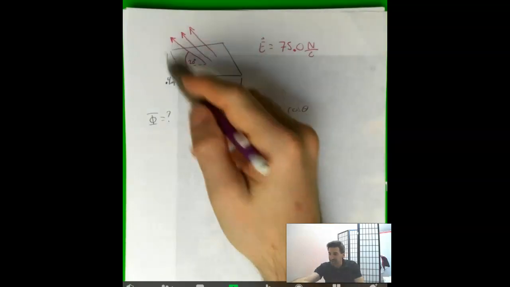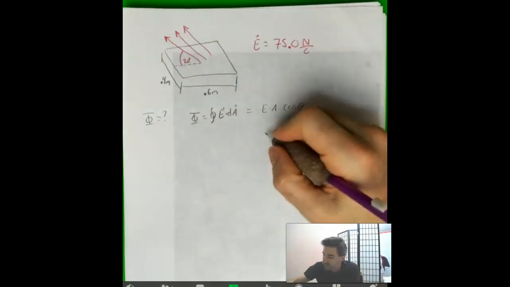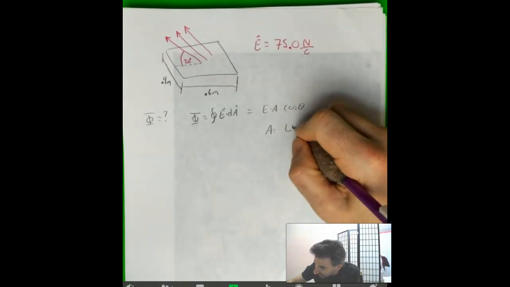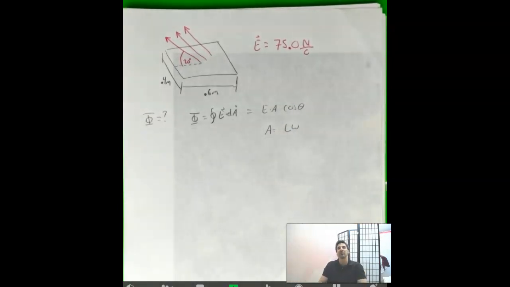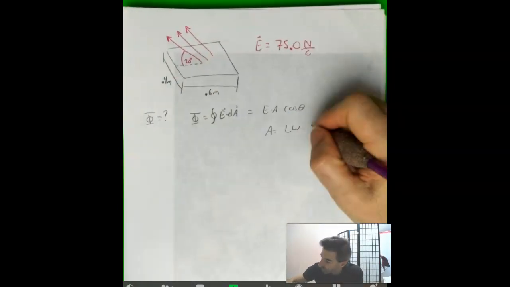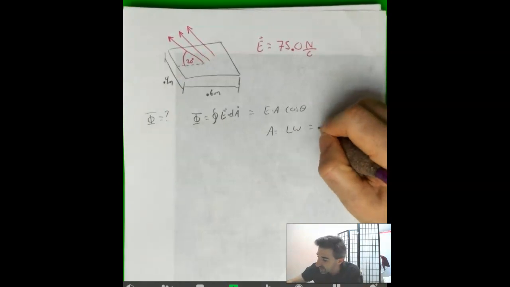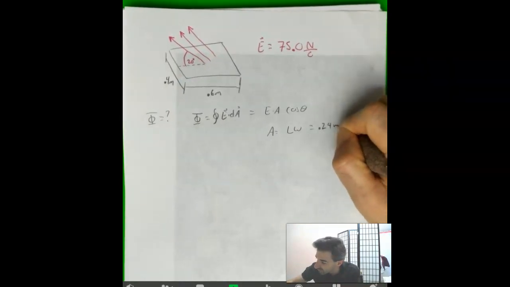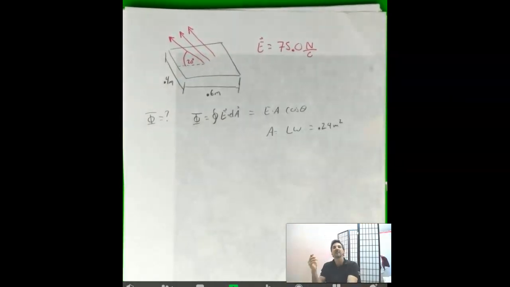A is easy. This is a nice little rectangle. So I know A is simply length times width, so that's not going to be super hard. 0.4 times 0.6 is 0.24 meters squared. So you may want to jump right into it. Hey, this is easy. This is 75 times 0.24 meters squared times the cosine of 20 degrees. And therein lies the two-dot problem.